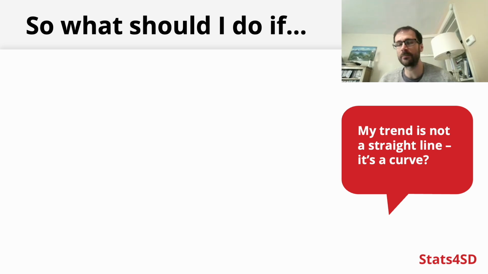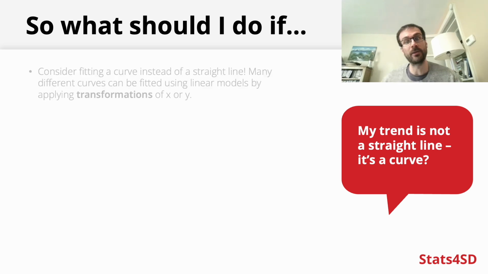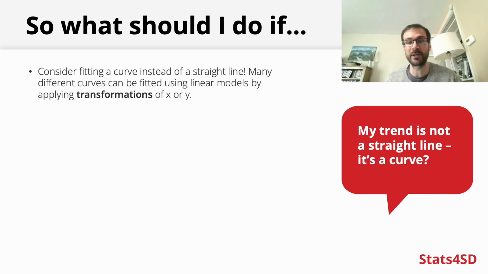We have some kind of curvature or something else going on in our relationship between our predictor variable x and our outcome variable y. The first thing to consider is whether it looks like a simple curve that you can explain and that you can parameterize by perhaps putting in a log transformation to create an exponential curve or a quadratic term to deal with a curve that goes up and then down again. And that can be applied through a linear modeling framework by adding in transformations of your existing variables.